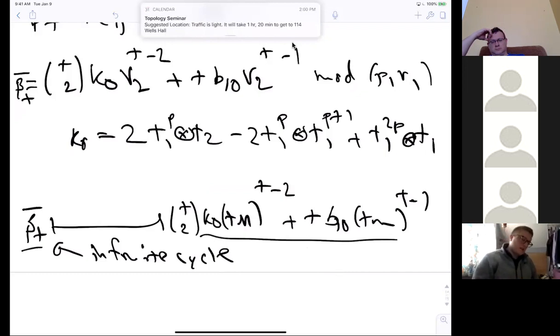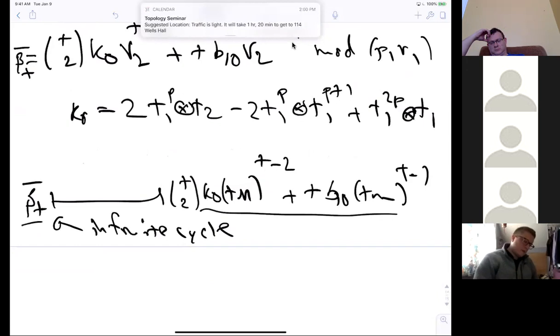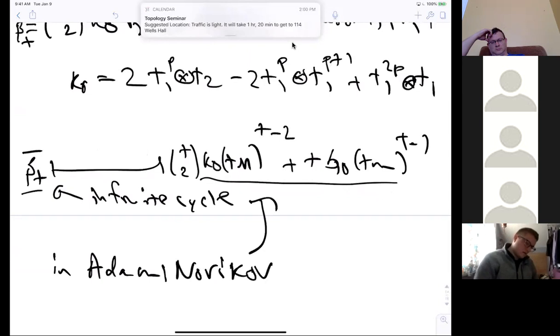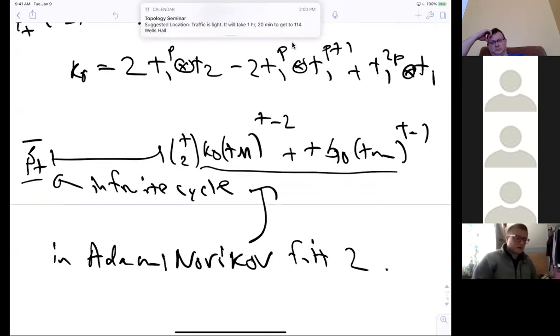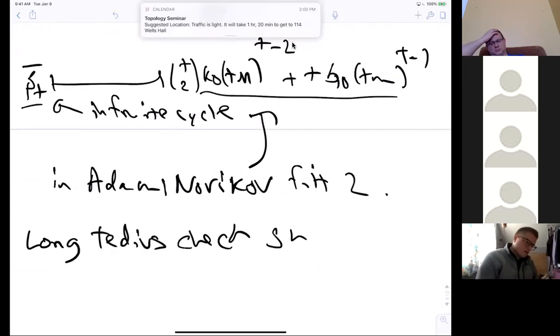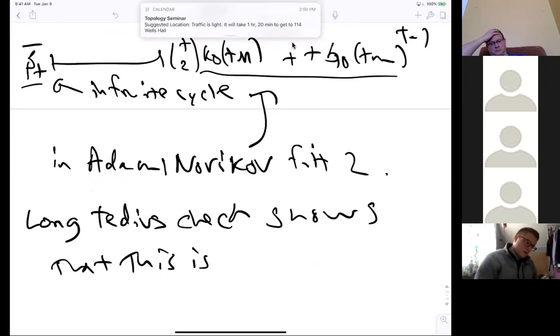And now this is the key, the key reason why we're using the BP atom spectral sequence. So note that this is in Adams Novikov filtration 2. So if it was in higher filtration, that would make this a lot harder. So let me spare the details, but there's a long, tedious check that shows that this is not a boundary. And so this element is actually detected.